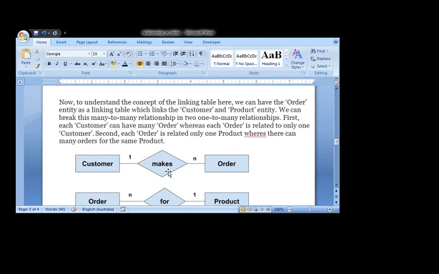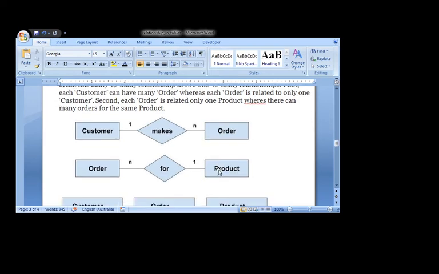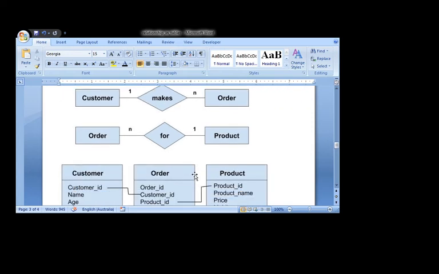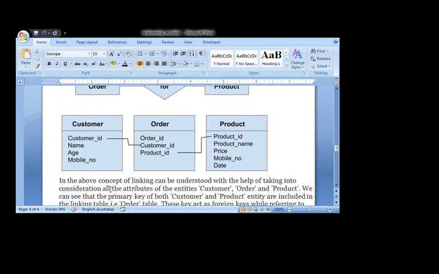One to many: customer to orders, and orders, many. Orders, many. Product, one, many to one. We have now another many to many.